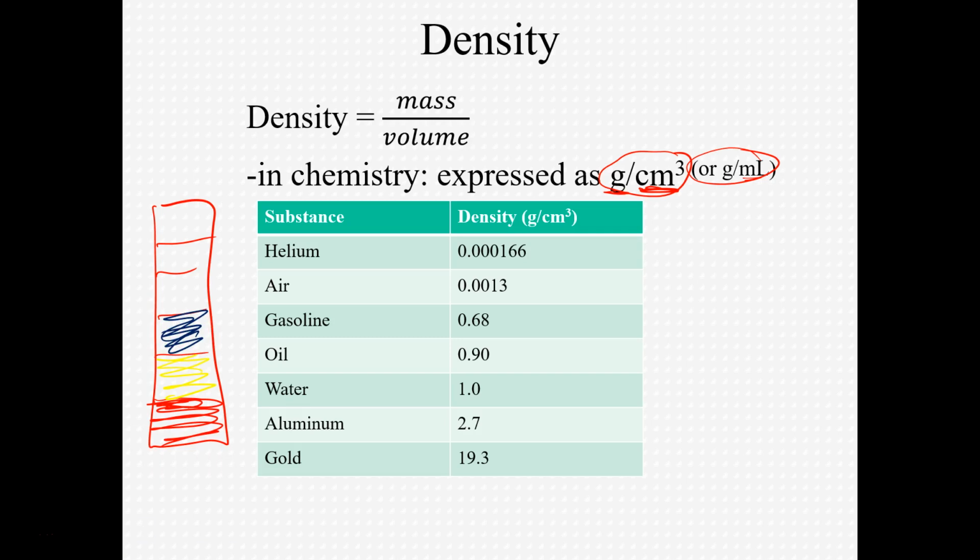The lower your density is, the higher up in that tube you're going to be. Light things like to float. So the lighter you are, the lower the density, the higher you're going to float up. In this case, the density of air is 0.013 grams per centimeter cubed, and the density of helium is 0.000166 grams per centimeter cubed. This explains why a helium balloon will float in air, because helium has a lower density.